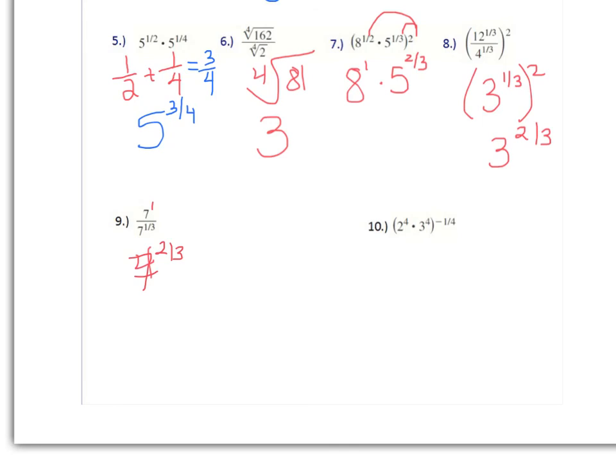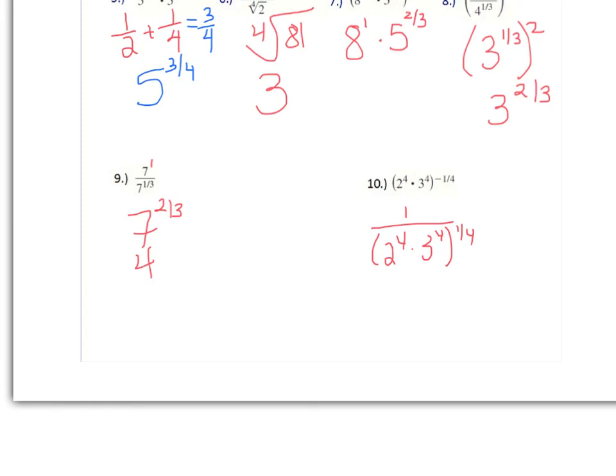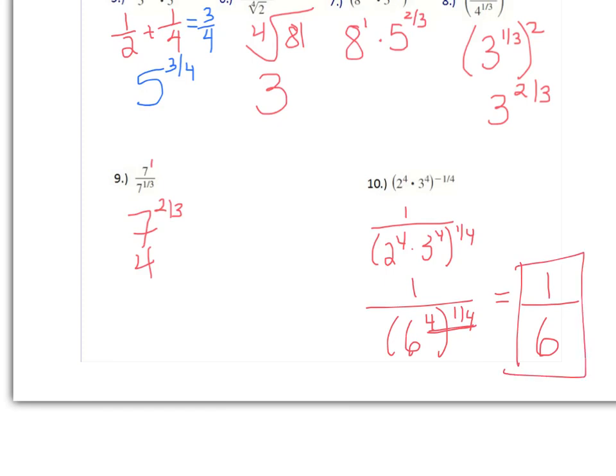And lastly, I don't like that negative exponent in 10, so I'm going to move the whole quantity to the denominator. And then inside, the powers are the same, so I can multiply my bases. And then I can now multiply my exponents, because of the law of exponents, and I get 6 to the 1st. So our answer is 1/6.